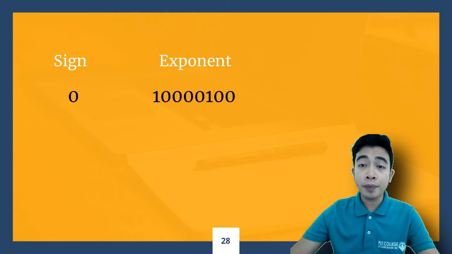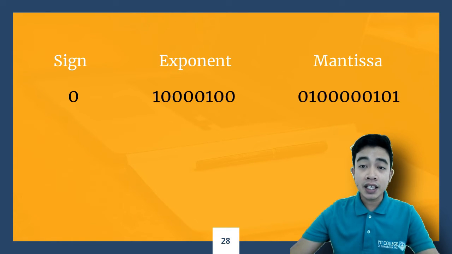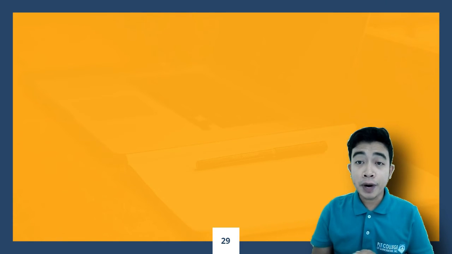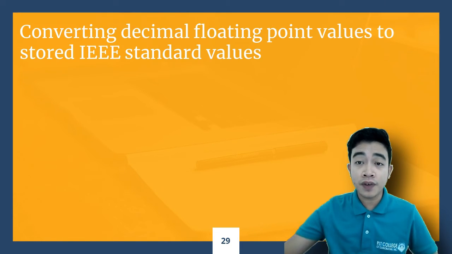Step 4. Store the result from above. Since our problem is positive, the sign is 0, and we get the exponent from step 3, and we are going to get the mantissa from step 2. So the result: sign equals 0, exponent is 10000100, and the mantissa is 01000001010000000000000. Okay, that was the first problem, where we have a positive value.